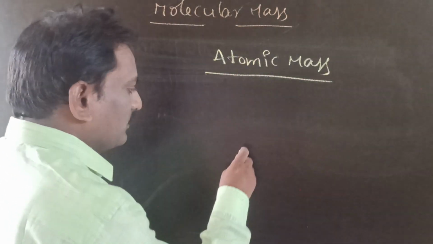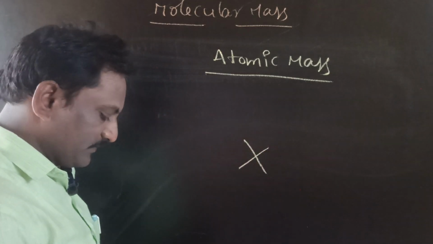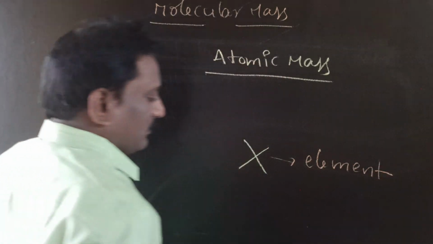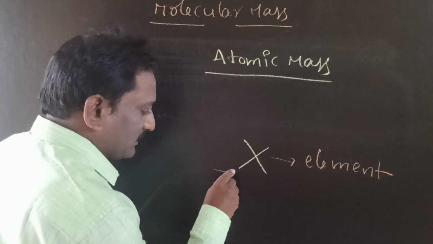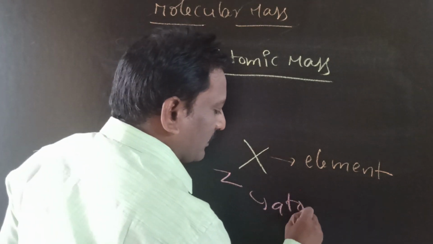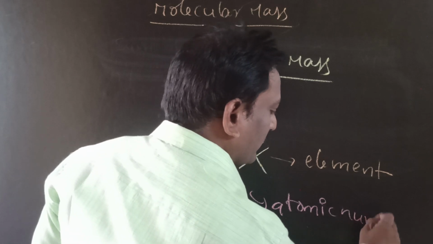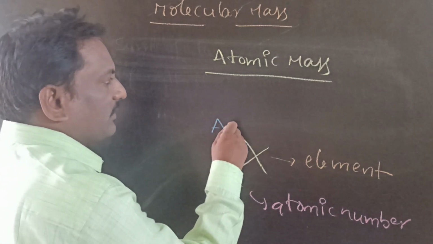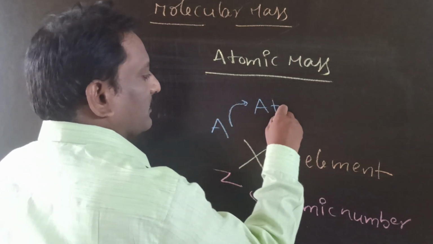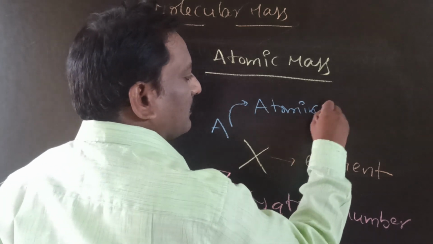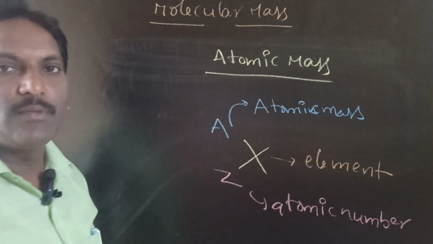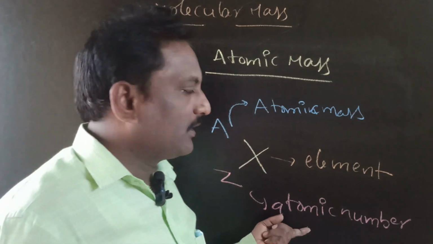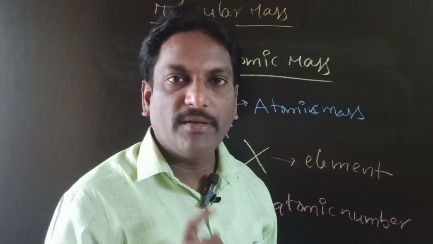I said already, the symbol of an element can be represented with capital X. So this is the symbolic representation of element. Capital Z is a representation of atomic number. Capital A is a symbolic representation of atomic mass number. So X is the symbolic representation of element, Z will be atomic number, and A will be mass number, atomic mass number.